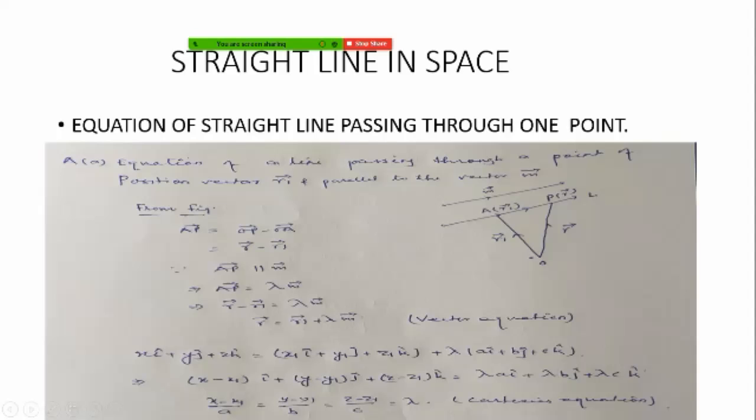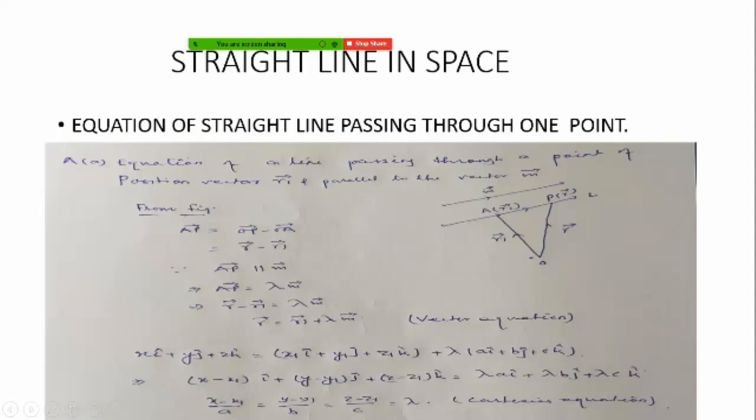We can even express this equation in the Cartesian form by writing vector r, vector r1 and vector m in the three directional components. Here it is xi cap plus yj cap plus zk cap, and similarly the point is taken as x1 i cap, y1 j cap, z1 k cap plus lambda. The direction ratio of the vector m is shown by a, b, c, so a i cap, b j cap and c k cap. After writing it in the standard form, we can give it in the special form: x minus x1 by a equals y minus y1 by b equals z minus z1 by c equals lambda.